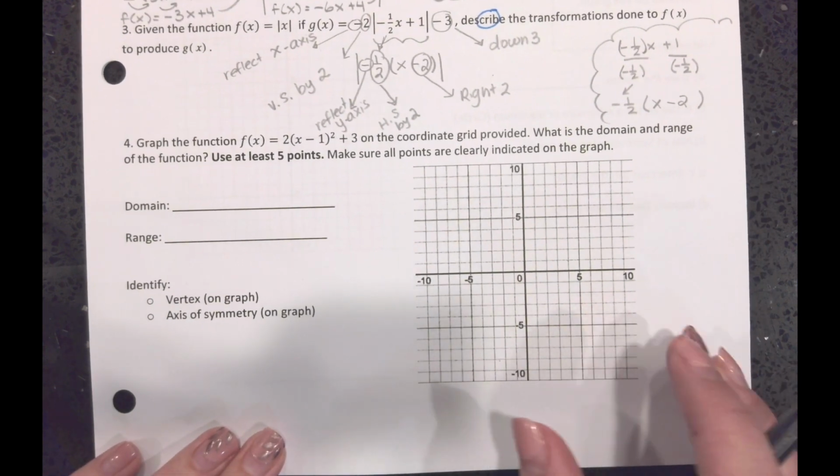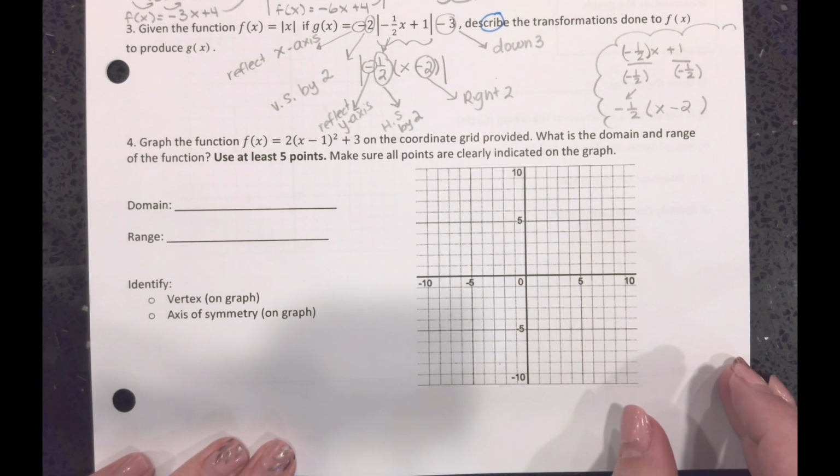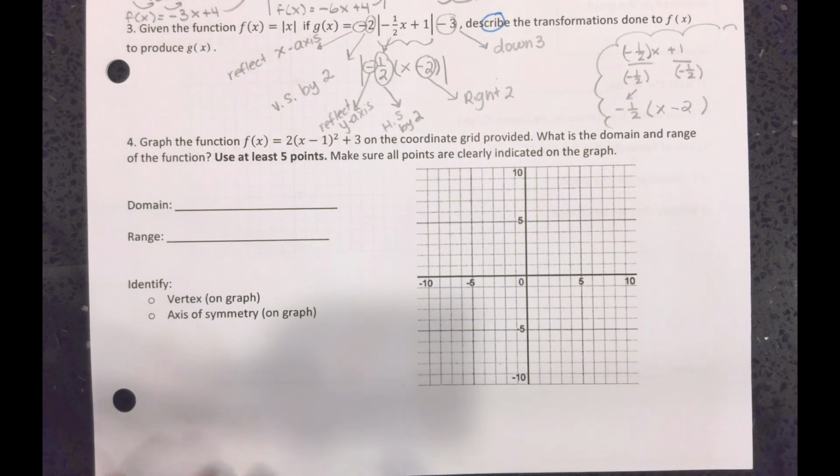Let's graph here. Graph the function f of x is equal to 2 times x minus 1 squared plus 3 on the coordinate grid. What is the domain and range of the function? Use at least 5 points. Make sure all points are clearly indicated. This is a vertex form.